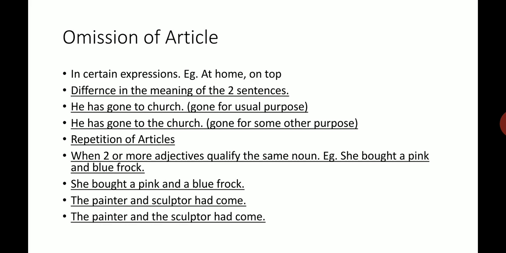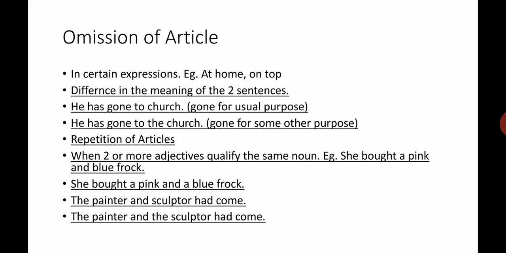Now, children, you must look at the difference that is given in your slides, the difference in the meaning of the two sentences. For example, he has gone to church. Second example says he has gone to the church. Now here both the sentences have a different meaning. He has gone to church here refers to the fact that he has gone to church for the usual purpose which he goes for, that is, to worship or to pray. And the second sentence says he has gone to the church. Now this means that possibly he's gone there for some other purpose, possibly to do a job. So this is the difference, my dear children.